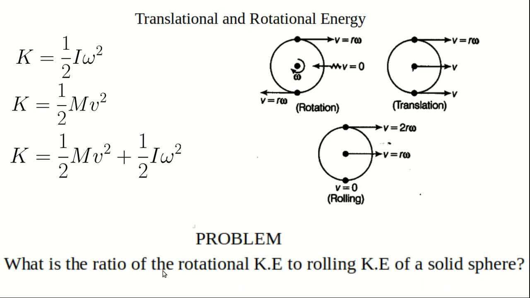So they said, what is the ratio of the rotational, which is this one, to rolling. So what's the ratio of this to this? And we notice that there is moment of inertia here, moment of inertia here. We need to know the moment of inertia of a solid sphere for us to be able to solve this problem. So let's go into this first before taking care of this one. The moment of inertia of a solid sphere is given by 2/5 mr squared.